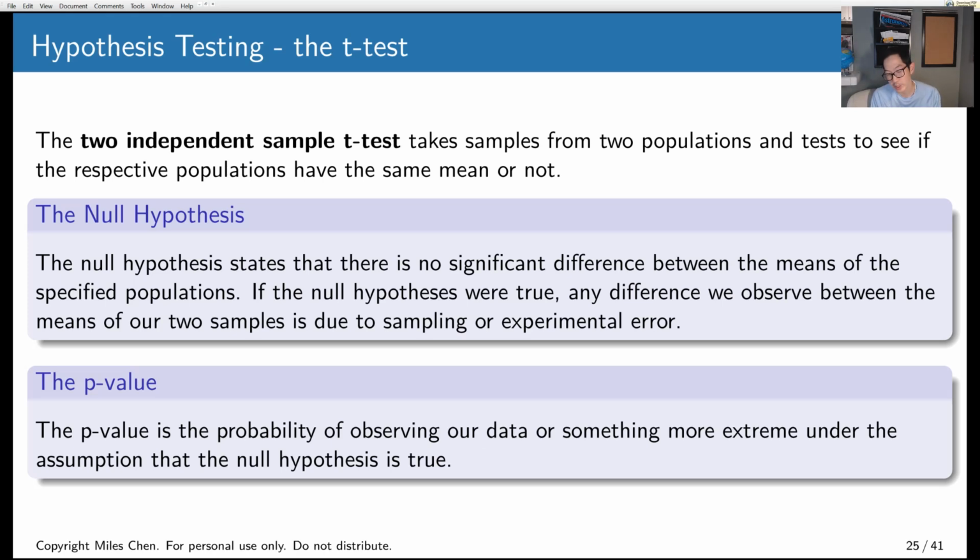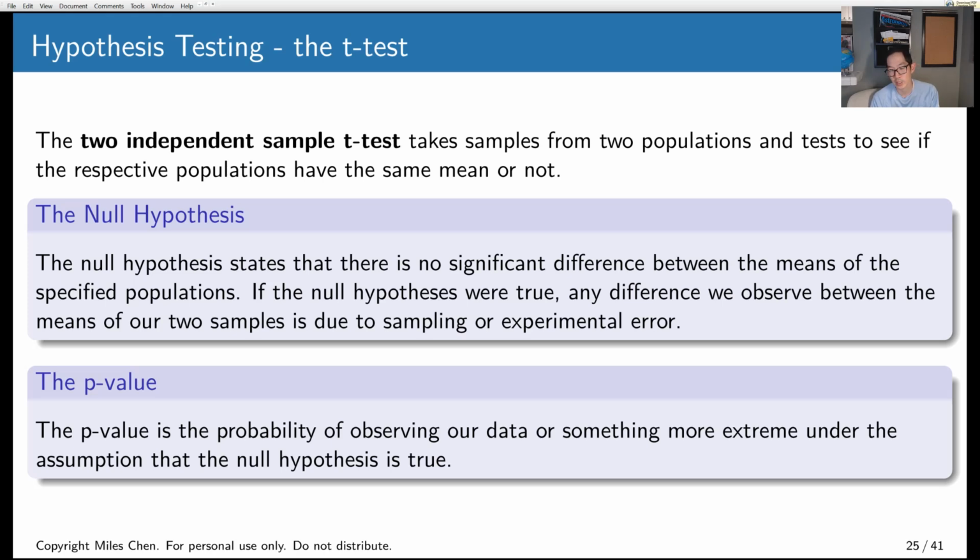Kind of one of the basic hypothesis tests is the two independent sample t-test, right? And that's going to take a sample from two populations. So you have sample 1 coming from population 1, sample 2 coming from population 2, and we're going to test to see if their respective populations, population 1 and 2, have the same mean or not, okay? In that case, your null hypothesis will state that there's no significant difference between the means of the specified populations, right? And so if that null hypothesis were true, any difference we observe between the means of our two samples is just due to sampling or experimental error.